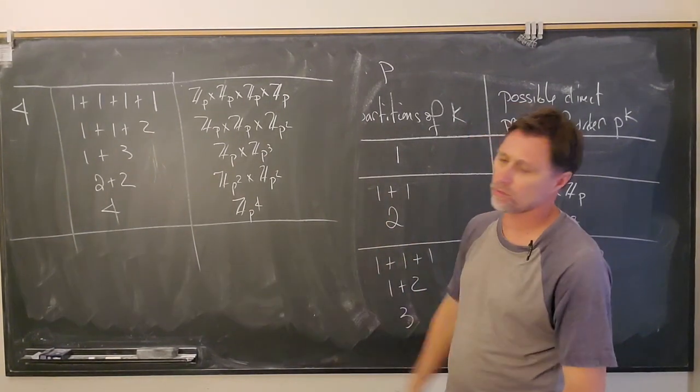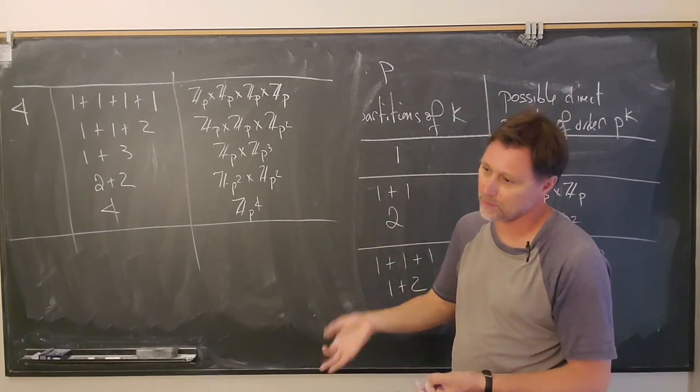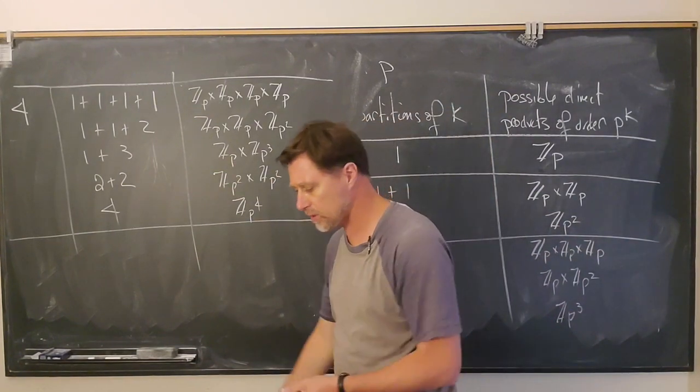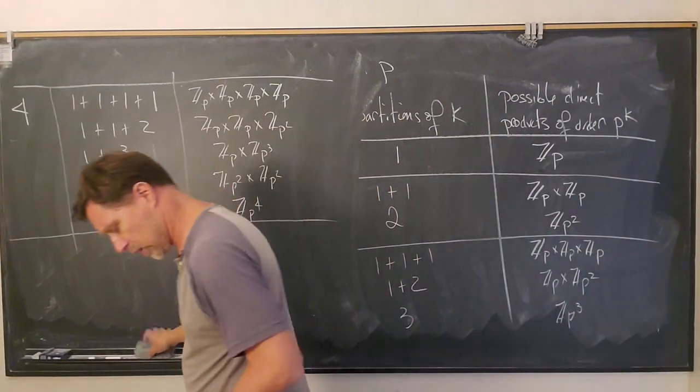And then you can continue, right? I mean, there could be p to the 5th, p to the 6th, and so on. And you can continue. It obviously gets more complicated in terms of partitions. And so let's just try one example.